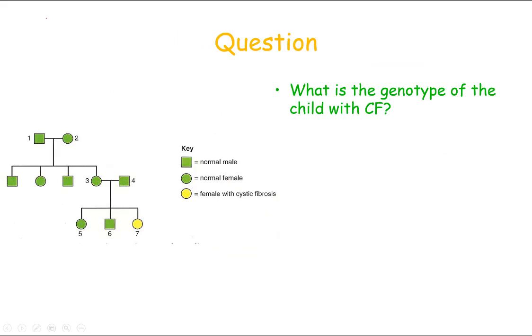So let's look at some questions you could get from this. What's the genotype of the child with cystic fibrosis? It has to be 2 little c's. Because it's a recessive disease, you only get this if you end up with 2 copies of the recessive allele.